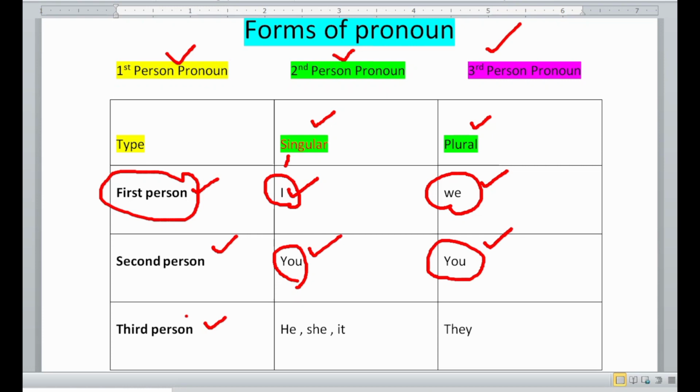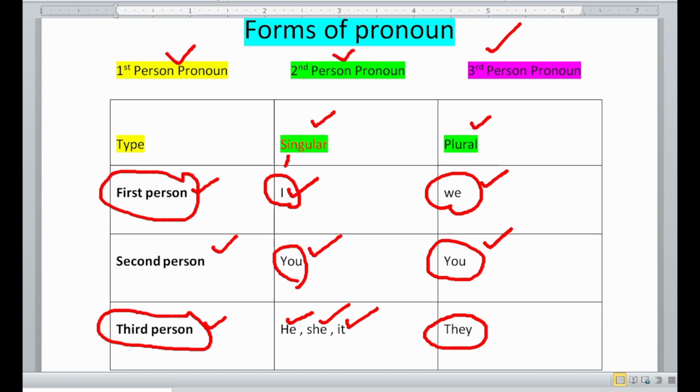Third person. Third person means the people who are being talked about. For example, if you say he or she, you are talking about another person. You do not say you, but two people are talking about another person, and it is he. She is the same, it is third person singular. They means that more people are being talked about by two people, and it is third person plural.